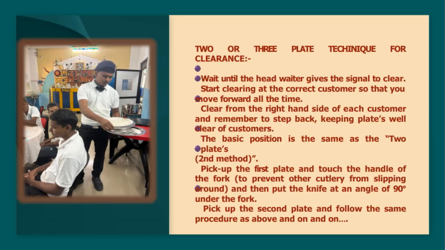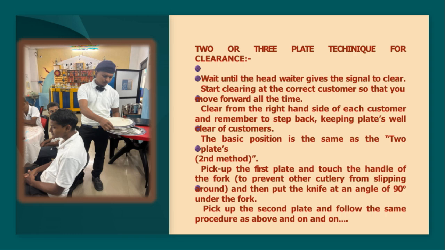When using the 2 or 3 plate technique for clearance, it's important to wait until the head waiter gives the signal to clear. This ensures a smooth and coordinated service. Once you have the go-ahead, start clearing from the correct customer so you can move forward continuously without unnecessary backtracking. Always clear from the right-hand side of each customer, maintaining a respectful distance and keeping the plate well clear of their body. Remember to step back after each clearance to avoid crowding the table or disturbing other guests.